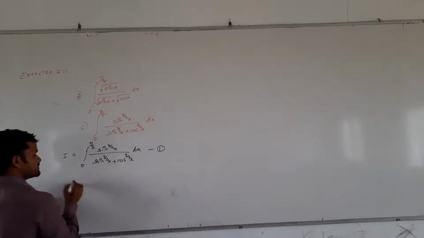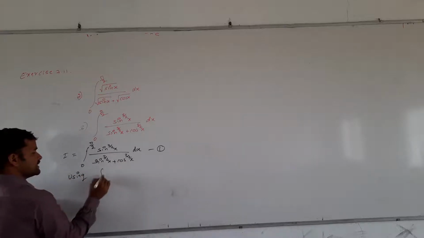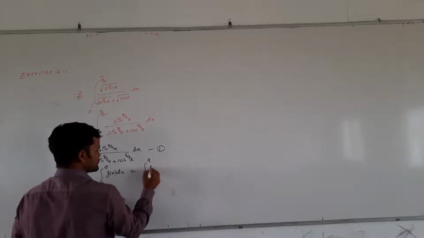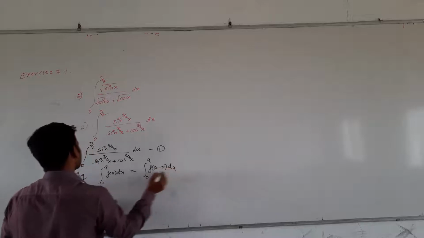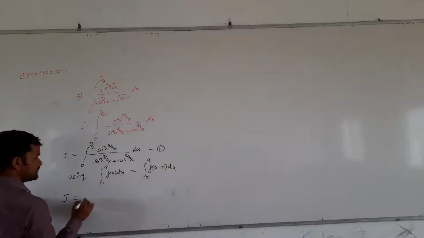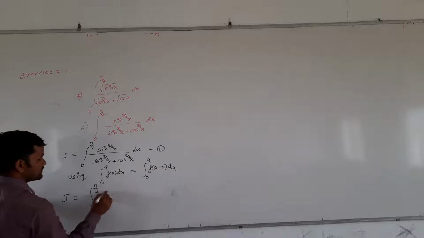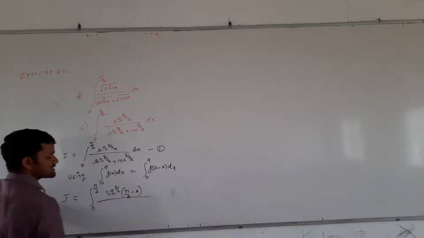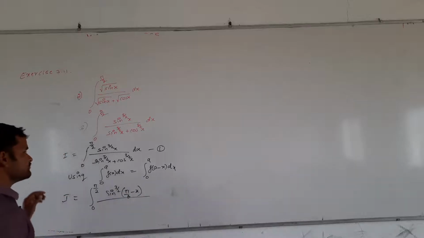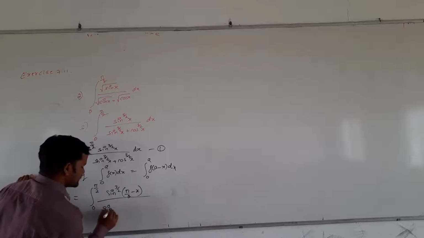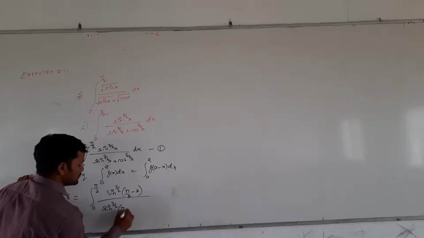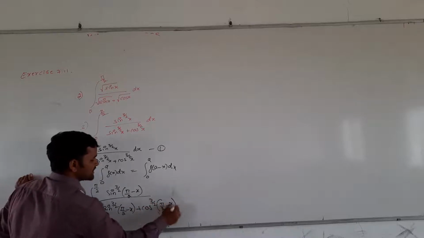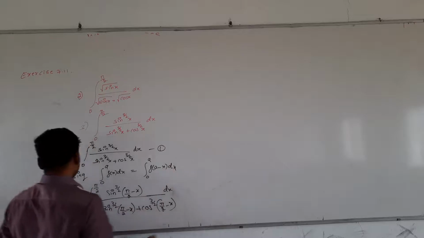Then you use the property integrating from 0 to a f of x into dx is equal to integrating from 0 to a f of a minus x into dx. Now I is equal to integrating from 0 to pi by 2 sin raised to 3 by 2 into pi by 2 minus x here. Everywhere x becomes pi by 2 minus x. This is sin raised to 3 by 2 into pi by 2 minus x plus cos raised to 3 by 2 into pi by 2 minus x into dx.